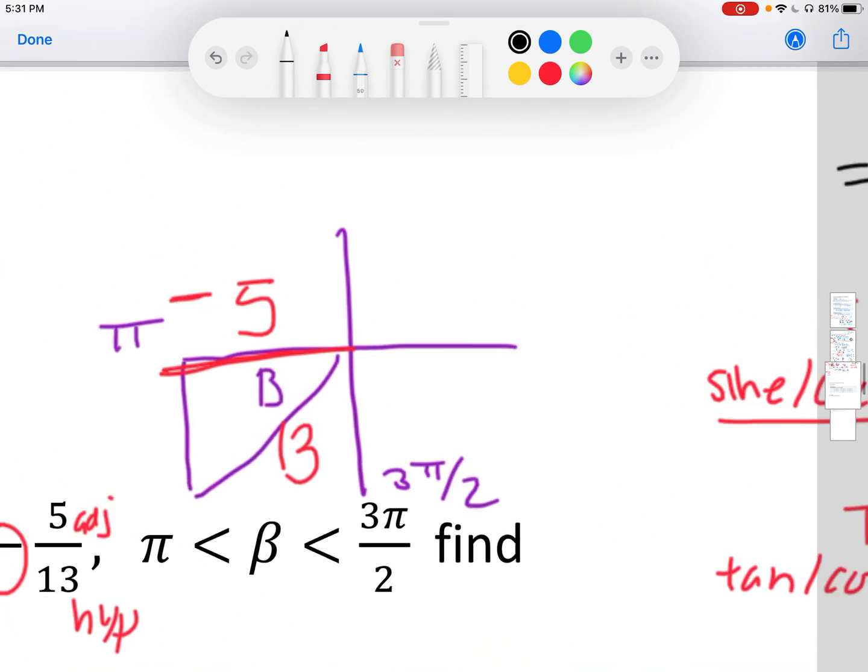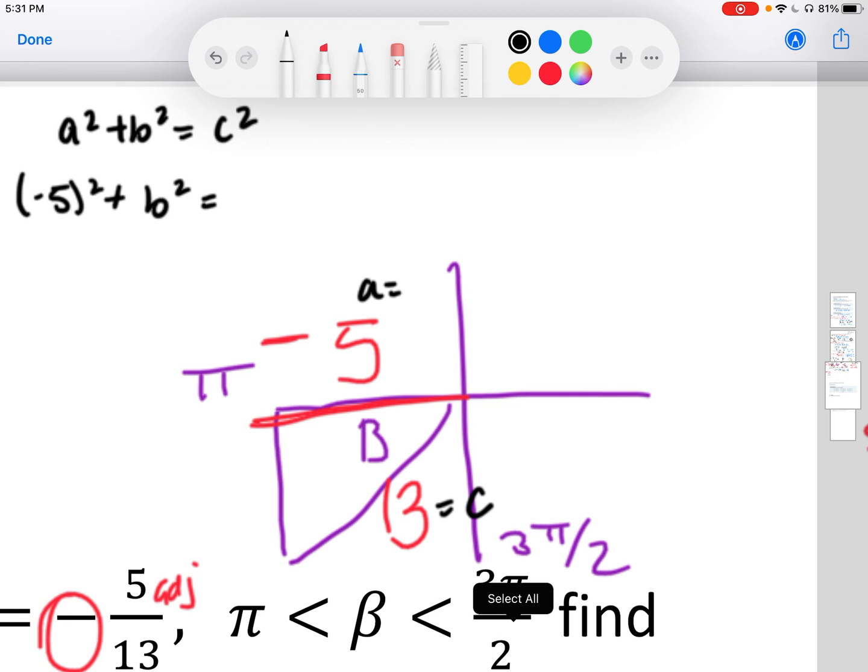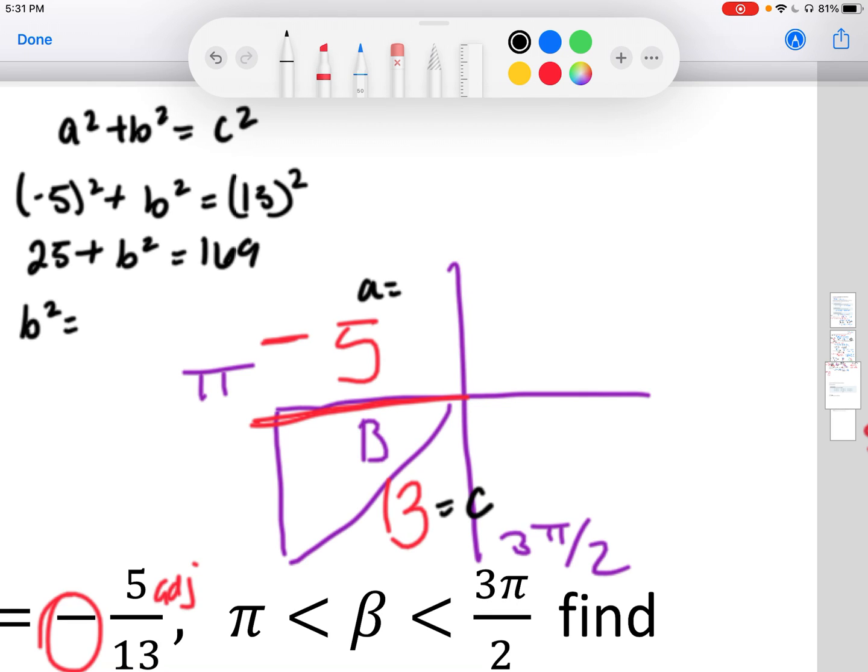On to my other triangle. Similar idea. I need to find that missing side. I know my hypotenuse, so my formula again is a squared plus b squared equals c squared. My hypotenuse is always your longer side, and we're left with the leg. Doesn't matter if it's a or b. So we're left with a squared, which is negative 5 squared, plus b squared equals 13 squared. All right, 5 squared is 25 plus b squared equals 169. We subtract 25 from both sides, so we're left with b squared equals 169 minus 25. We get 144. We take the square root of both sides, and we're left with b is equal to plus or minus the square root of 144, which is 12.